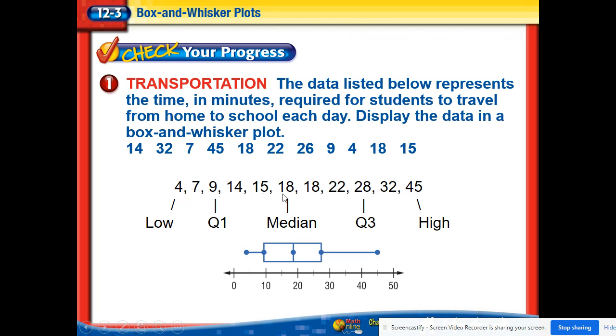Then I have to find my median, which, since there's 11 of them, is really nice. It's right here with 18. And then I do my lower quartile, so I look at the bottom 5 numbers, and that one's 9, and the upper 5, which is 28. And I put my 5 dots out, box, whiskers.